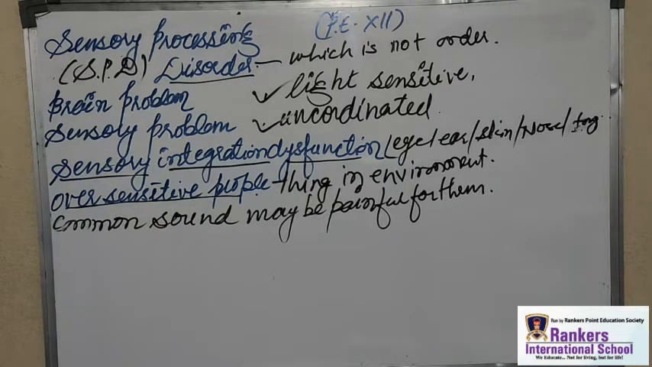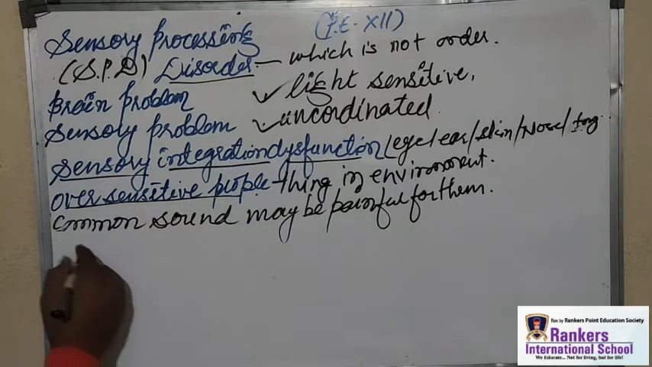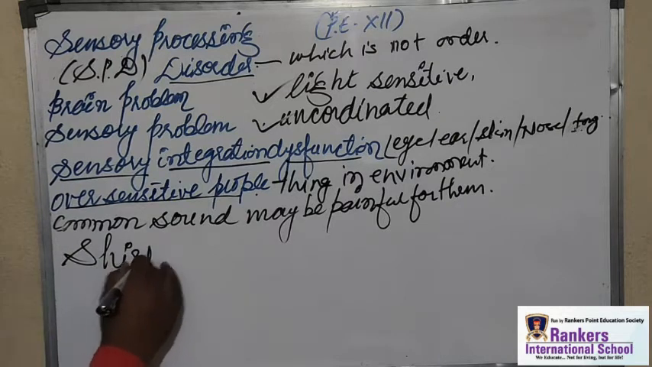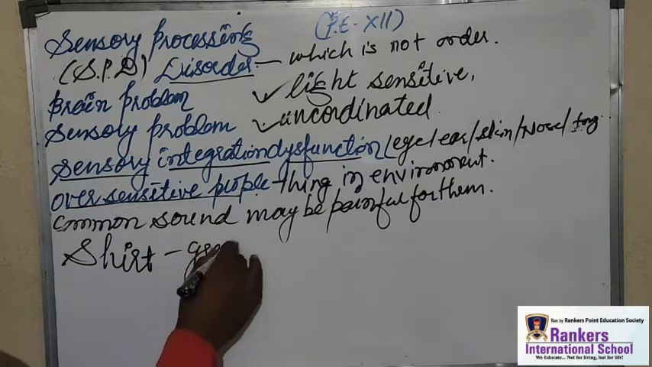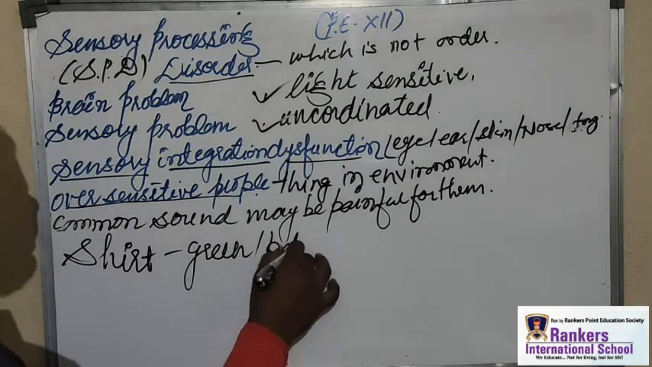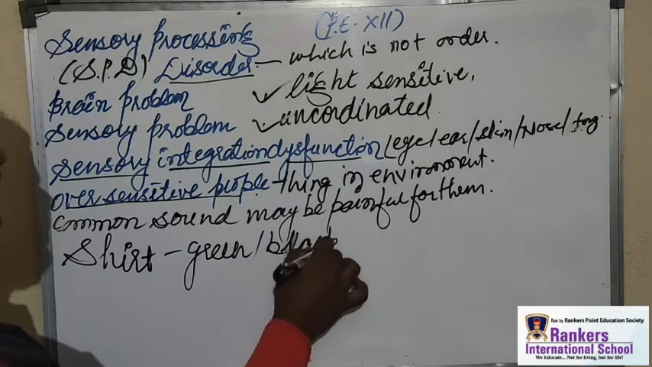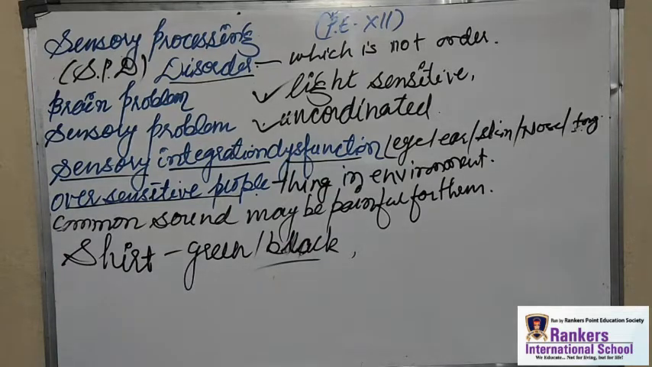Some of them are bothered by the light touch of, say, a shirt. Let's take an example: if you wear a shirt of green color or black color, and they do not feel that this color is good, their mood swings and they feel very oversensitive, and there is a lot of trouble with them.